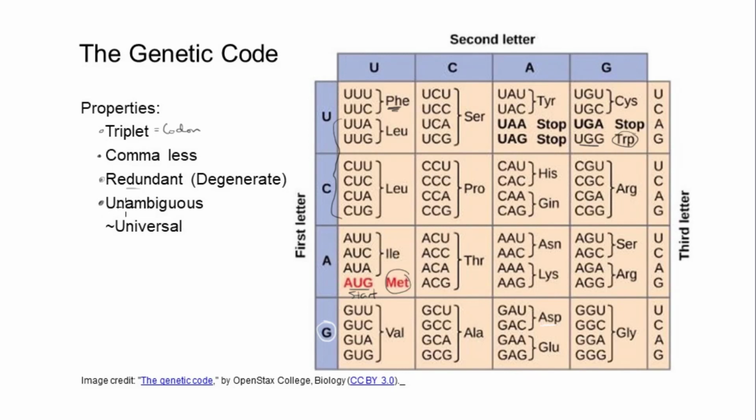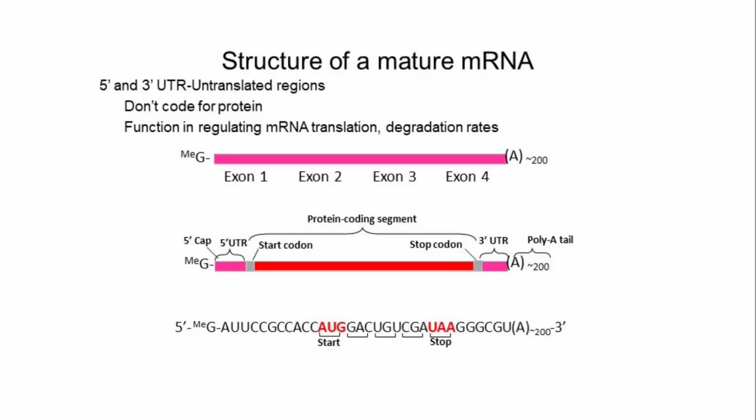The AUG codon, which encodes methionine, is used as a start signal, and these three codons, UAA, UAG, and UGA, are stop signals that terminate translation. But why are these needed? You'd think that the whole mRNA would code for protein, but in fact it doesn't. The protein coding sequence of an mRNA is only a portion of the whole mRNA.